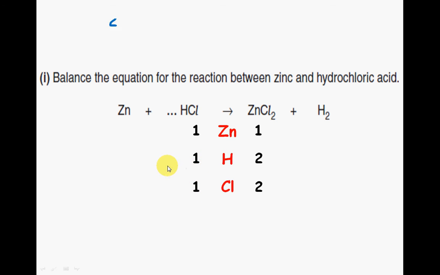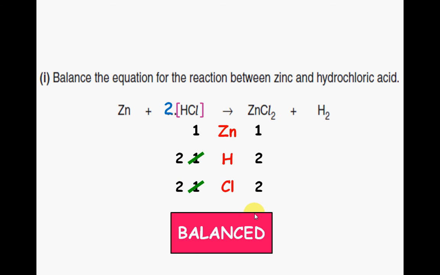So I'm going to put a big 2 in front, put a bracket round, to remember that everything is multiplied by 2 inside the bracket. So I now have 2 hydrogens. I now have 2 chlorines. Now is it balanced? I've got the same number on either side. Yes, that is a balanced equation.